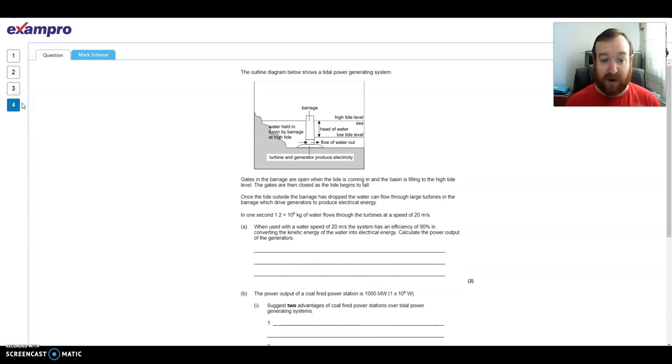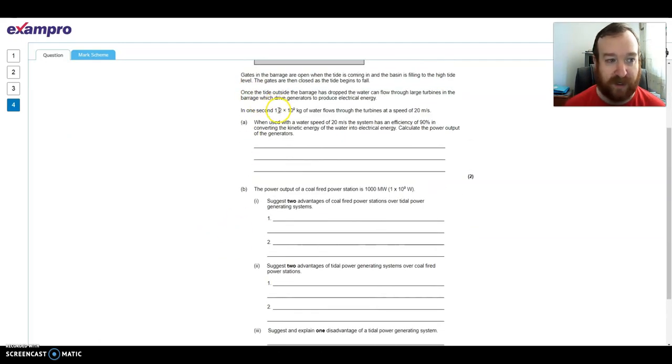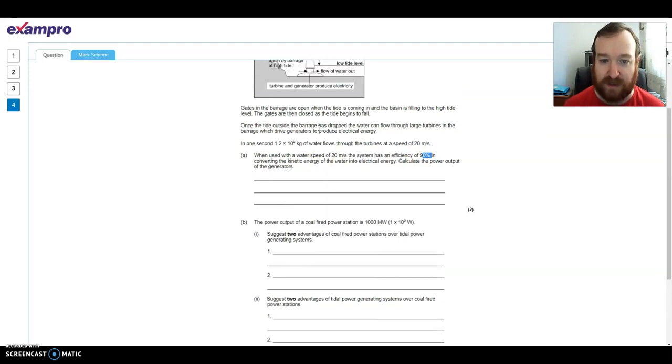Okay, tidal barrage. Oh, good question, this one. So this one is a calculation question. This is tricksy. Okay, in 1 second, 1.2 times 10 to the 9 kilograms, so a very big number, of water flows through the turbine at a speed of 20 meters per second. When used with water speed of 20 meters per second, the system has an efficiency of 90% in converting the kinetic energy of water into electrical energy. Calculate the power output of the generators.